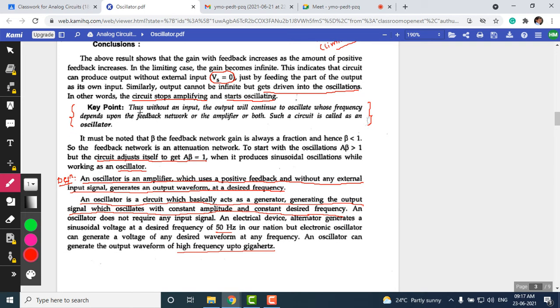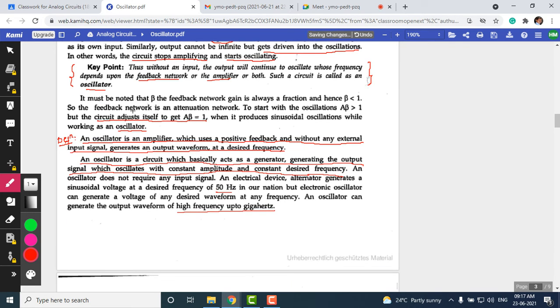The key point to observe here is that without an input, the output will continue to oscillate, and its frequency depends on the feedback network, or the amplifier, or both. So the frequency of oscillations depends on these three things: the feedback network, the amplifier, or sometimes both. Such circuits are called oscillator circuits.